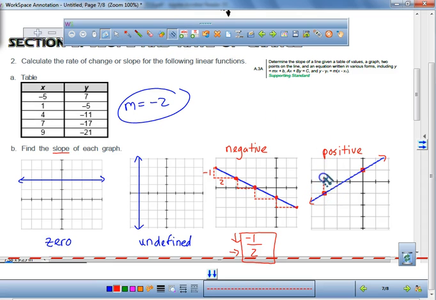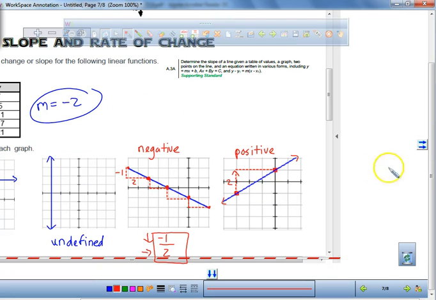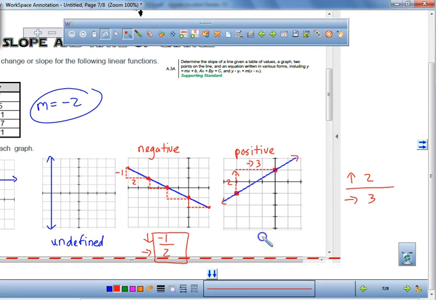From right here, I can go up 2 and over 3. If I go up 2 units, that's positive. If I go over 3 units, that's also positive. So I can go up 2 units, which is positive, and I can go to the right 3 units. So this is actually considered to be a positive slope of 2/3.